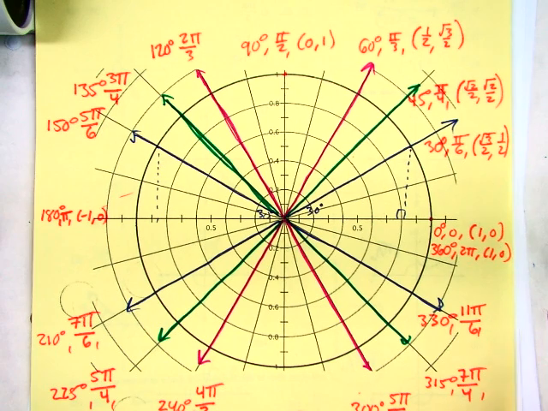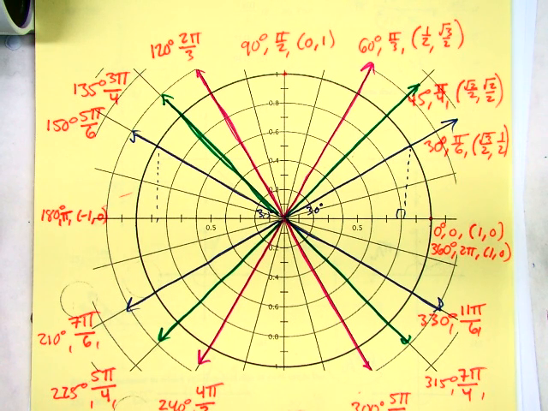Third quadrant, numerator is always what? One more. 1 more than the denominator is the numerator. 270 is 3 pi over 2. And then fourth quadrant, we would double and take away 1. Okay? Now the coordinates you guys can fill in on your own.